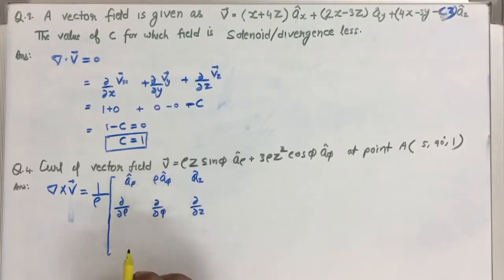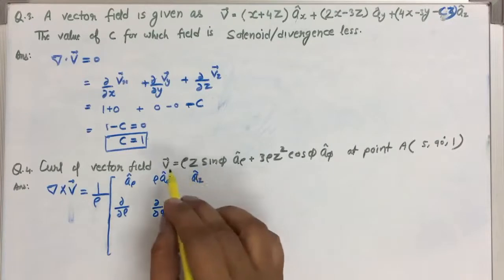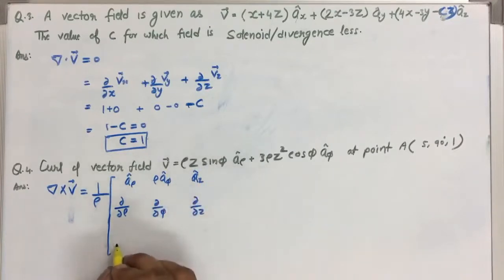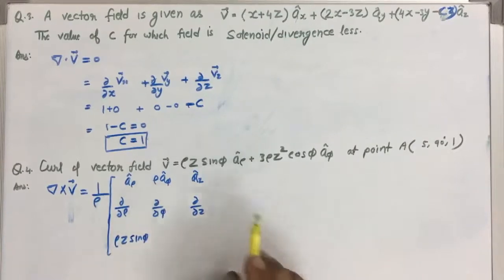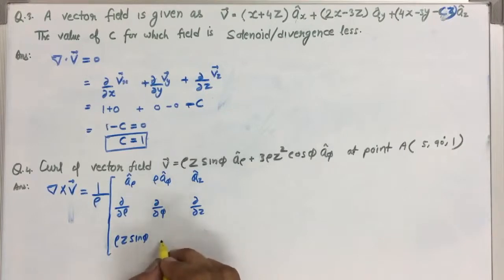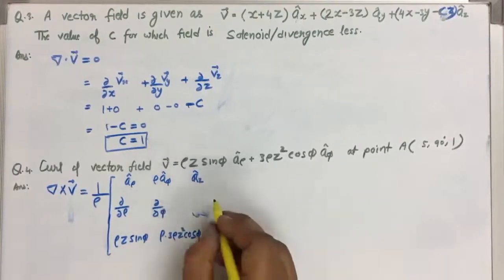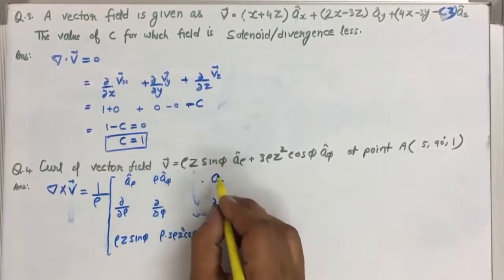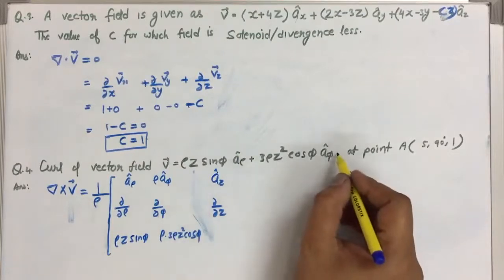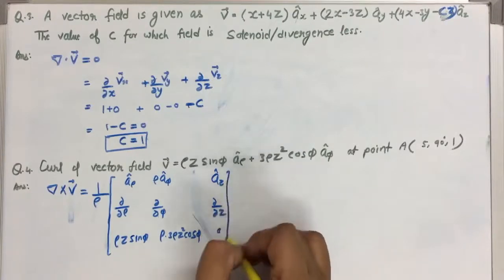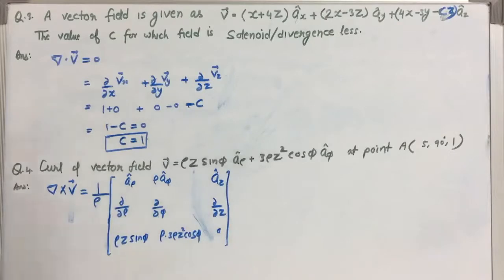The third row: here it is h1, the component of vector field in the direction of rho. So h1 is 1, it will be rho z sin phi. Here it should be h2, the component of V in the direction of phi. h2 is rho, in the direction of phi it will be 3 rho z square cos phi. Now the third one, h3, that is 1, the component of this in the direction of z, that is 0. Now it is simple and we can find, this is a determinant, not a matrix.